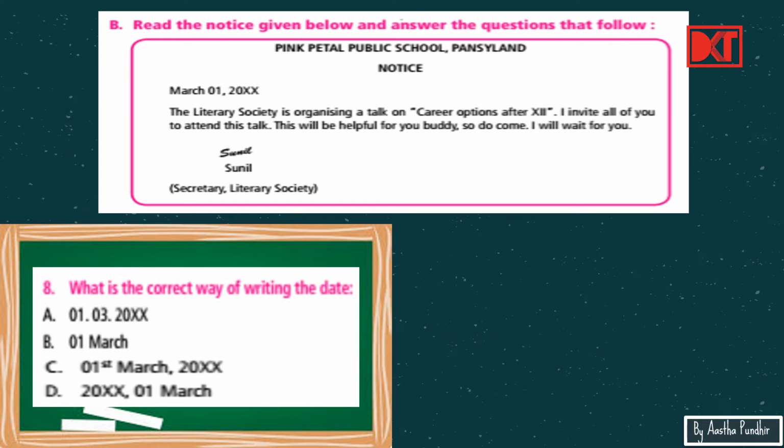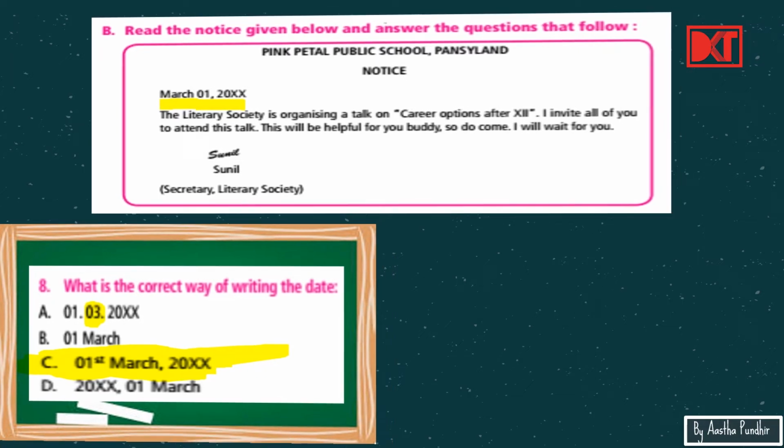Okay, here, what is the correct way of writing the date? Now, as we discussed, this has month, date and year. However, the correct format is date, month and then the year. Alright, and the month as the name of the month, not the number of the month. Okay.